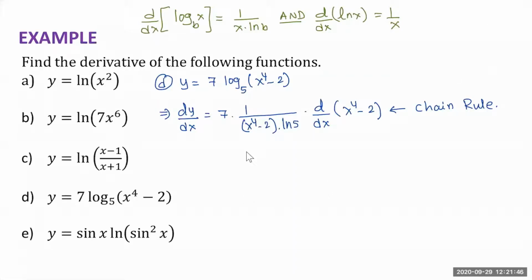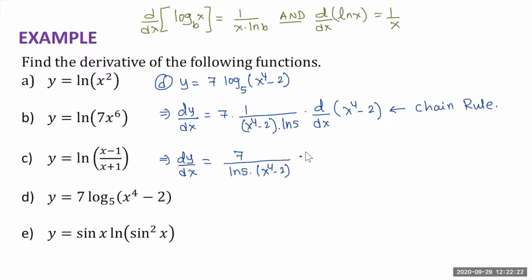Okay, let's continue our simplification. The derivative dy over dx is equal to, you have 7 in the numerator, so 7 times 1 is 7. And in the denominator, the constant is natural log 5. So we'll write that constant first. Natural log 5 multiplied by x to the 4 minus 2. Remember, it is natural log 5, then multiplied by x to the 4 minus 2.